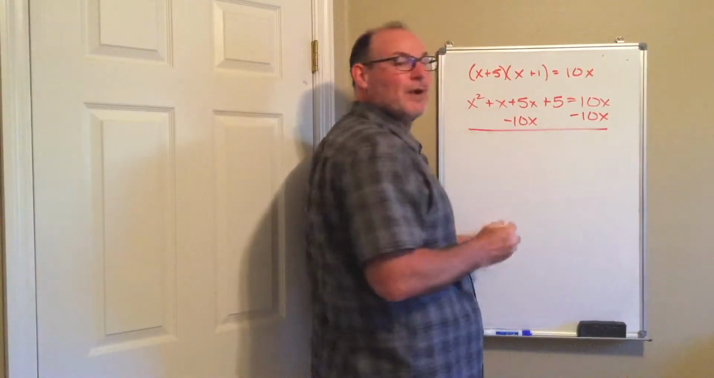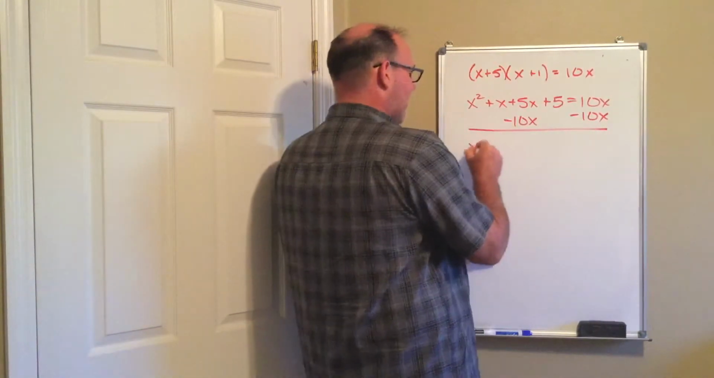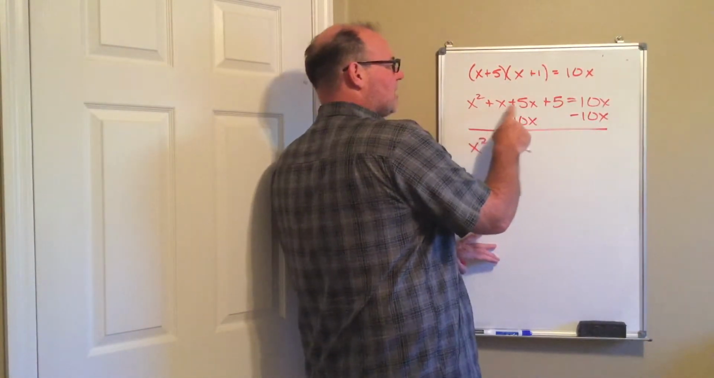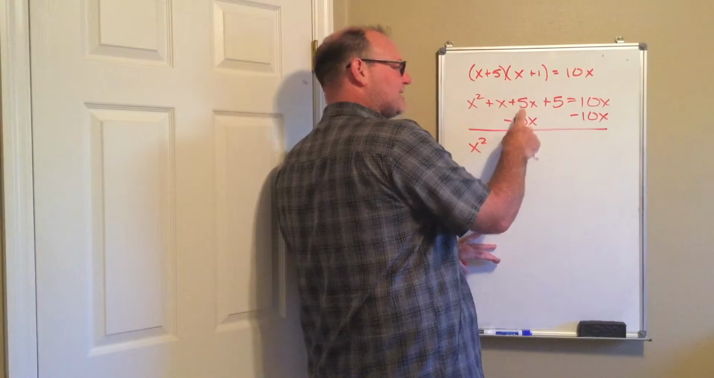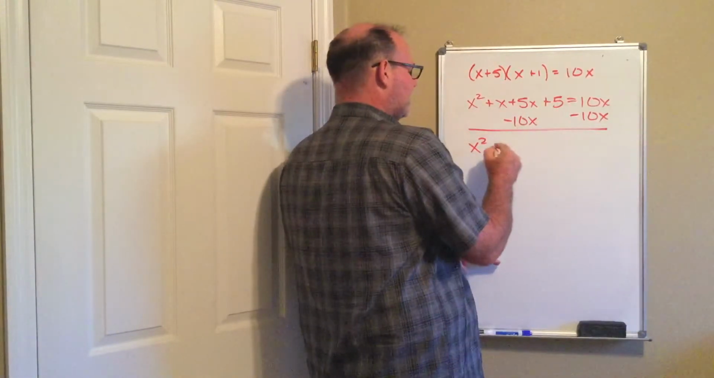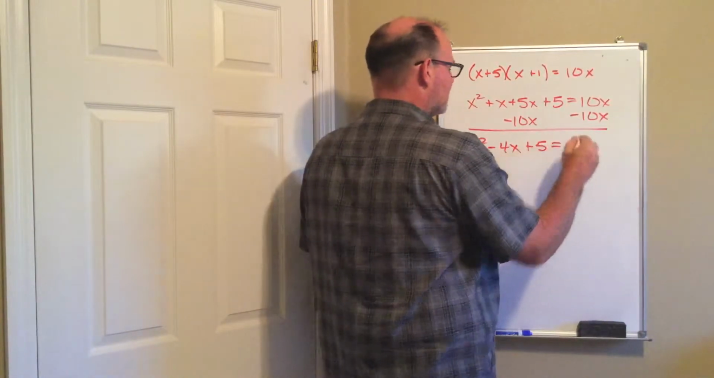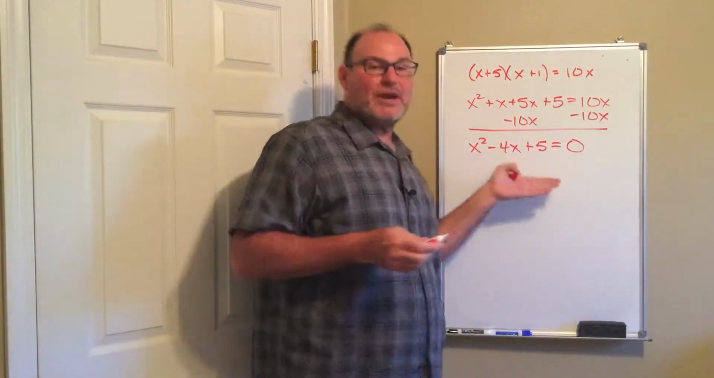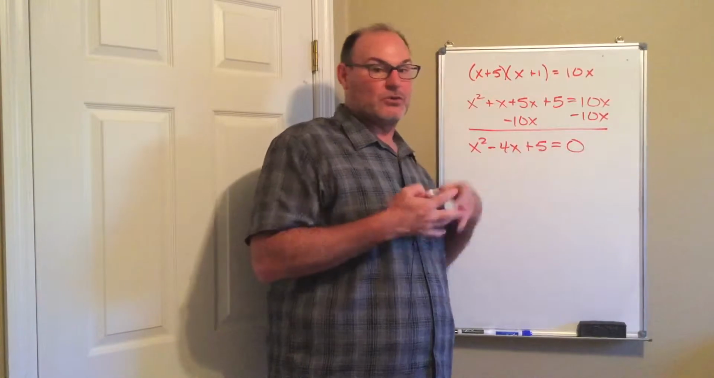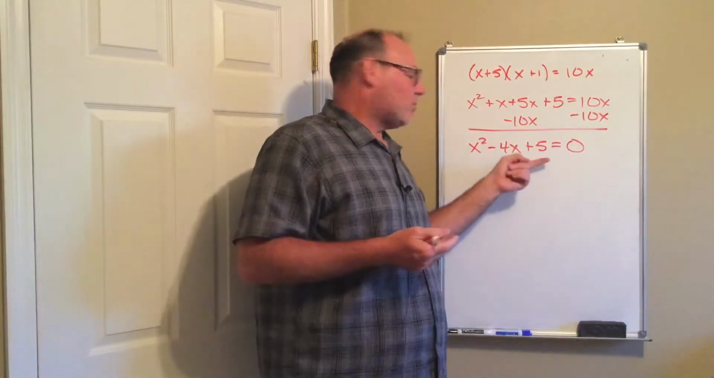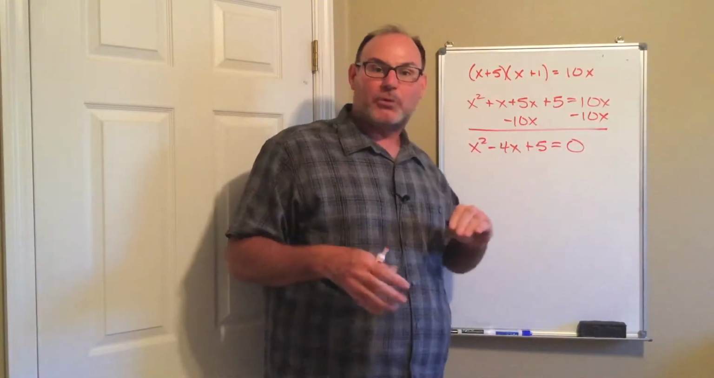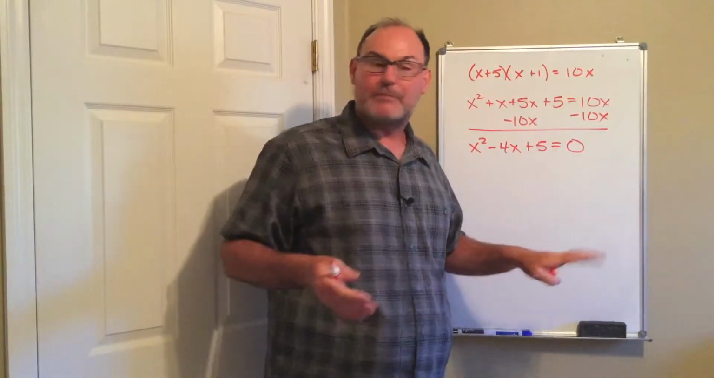And here's the quadratic equation that I'm going to solve. x squared, I've got x plus 5x, that's 6x, minus 10, that is minus 4x, plus 5 equals 0. Now, at this point, if this was to factor, you could go ahead and factor it. But even if it factors, the quadratic formula will always work every time.